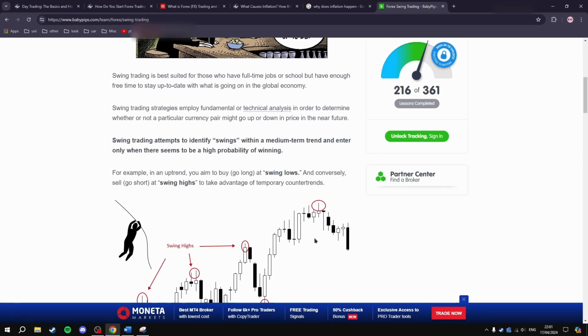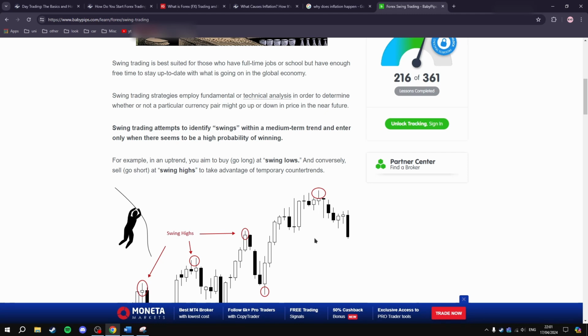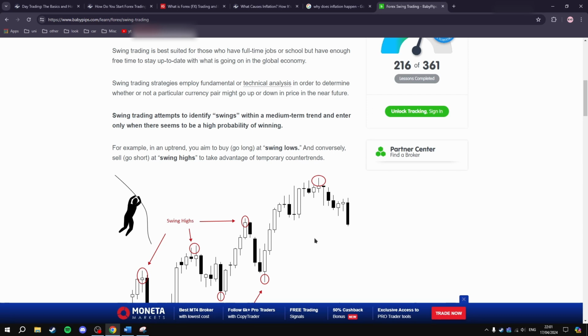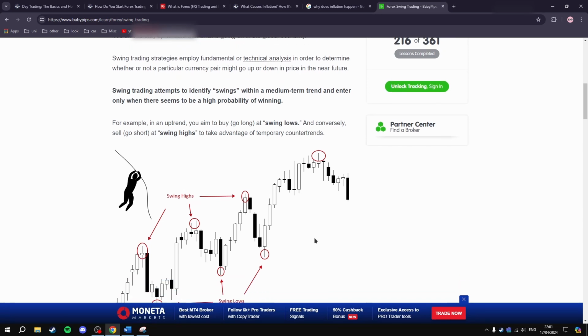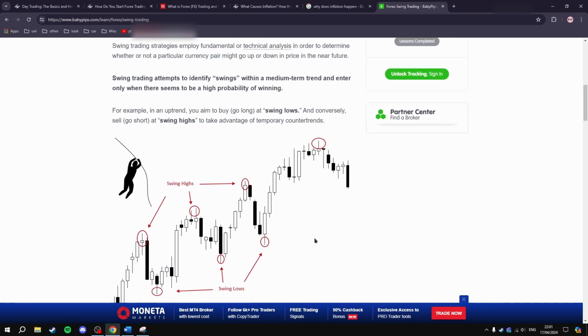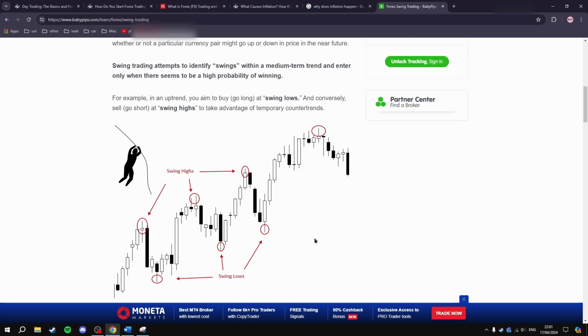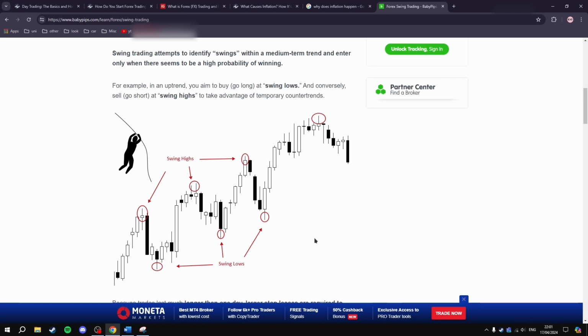Swing trading is best suited for those who have a full-time job or school but have enough free time to stay up to date with what is going on in the local and global economy. Swing trading strategies employ fundamental and technical analysis to determine whether a particular currency pair might go up or down in price in the near future. Swing trading attempts to identify swings within a medium-term trend and enter only when there seems to be a high probability of winning.